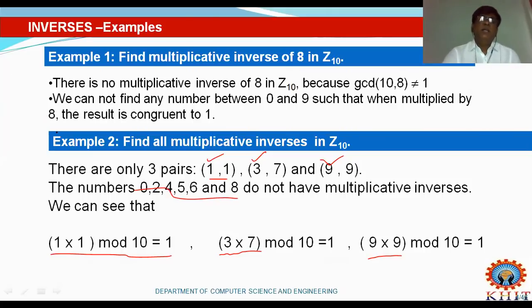No other numbers have a multiplicative inverse. If you multiply any number with 0, its modulus value is not 1. If you multiply any value from 0 to 9 with 2 in Z10, it does not give the remainder 1. Like that, 0, 2, 4, 5, 6, and 8 don't give the remainder 1. That's why only 1, 3, 9 have multiplicative inverses in Z10.